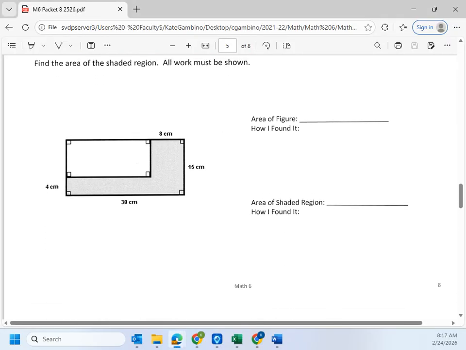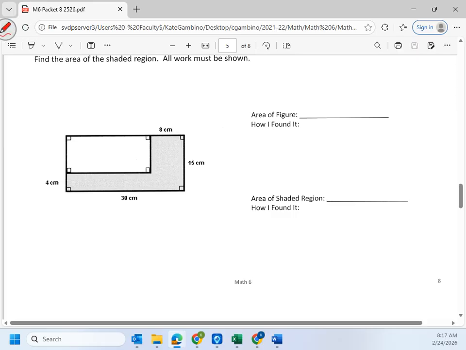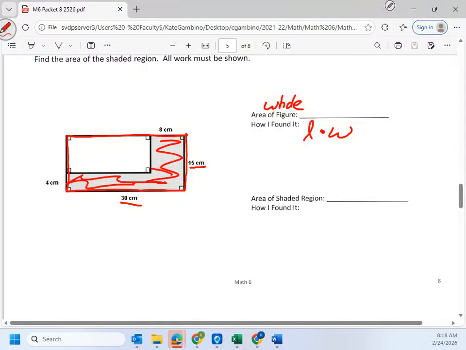Finding our areas. Remember, when it says area of the figure, that's our whole shape. So to find that, you do length times width. So we've got length times width. That's our first area. Then the area of the shaded region. In order to find that, we need to find the white area. So find the white area.